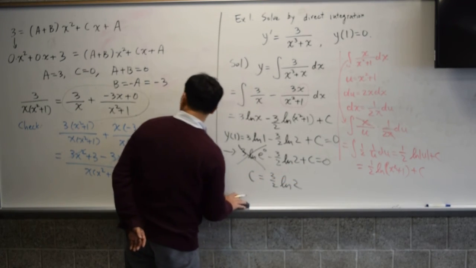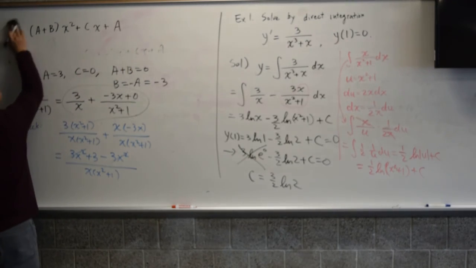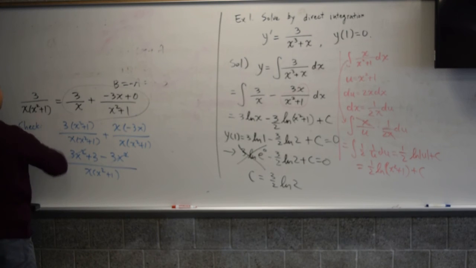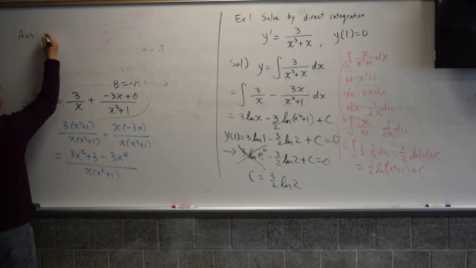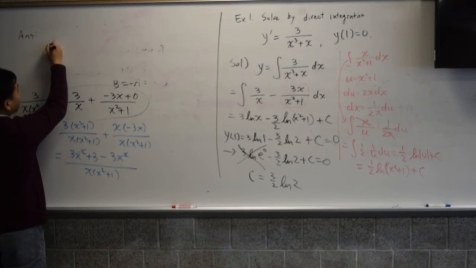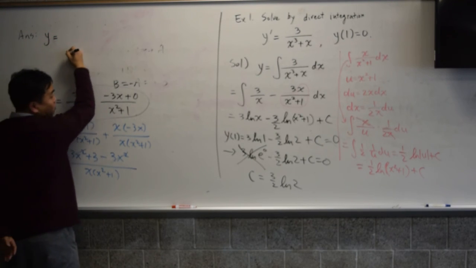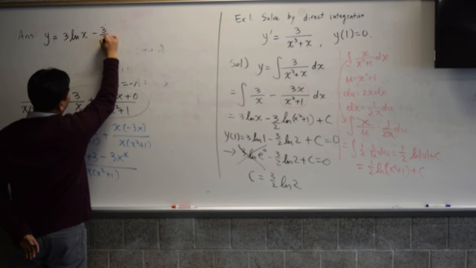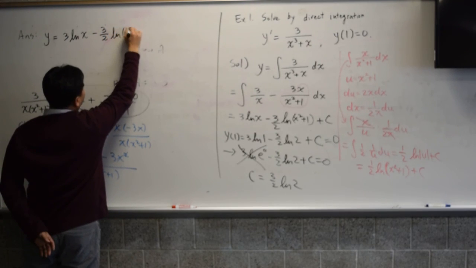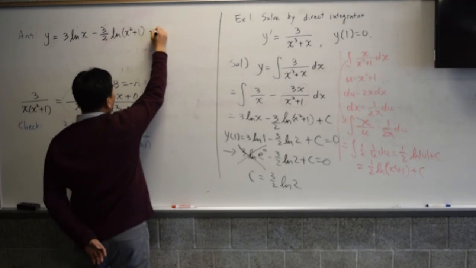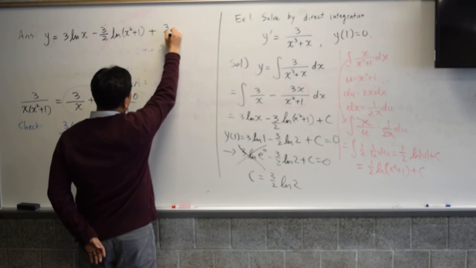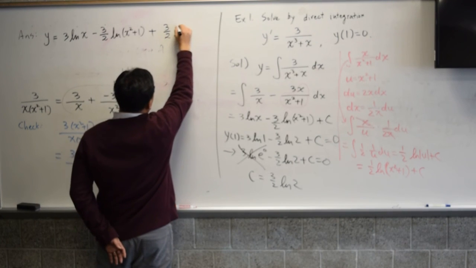of 2. Therefore, the final answer is, I'll write the answer here. The final answer is y is equal to 3 ln of x minus 3 over 2 ln of x squared plus 1 plus 3 over 2 ln of 2.